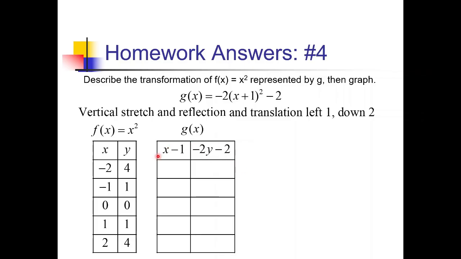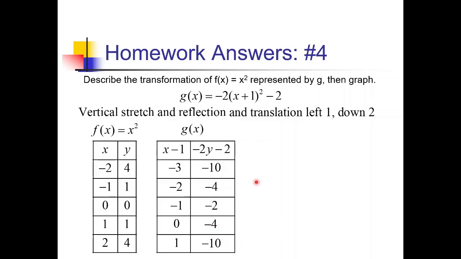For the x's now, let's subtract 1 from all these. So we've got negative 3, negative 2, negative 1, 0, and 2 minus 1 is 1. Now for the y's, it's a little bit more involved. We have a negative 2 times 4, which is negative 8, minus another 2 is negative 10. Then negative 2 times 1 is negative 2, minus 2 is negative 4. This is just going to be 0 minus 2, or negative 2. And then the values repeat because we're using the same y values. So we've got negative 4 again and negative 10.